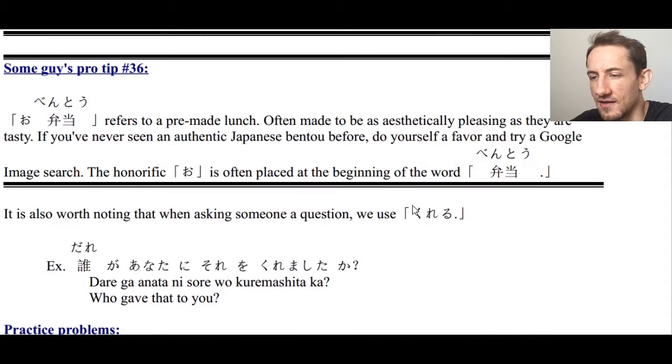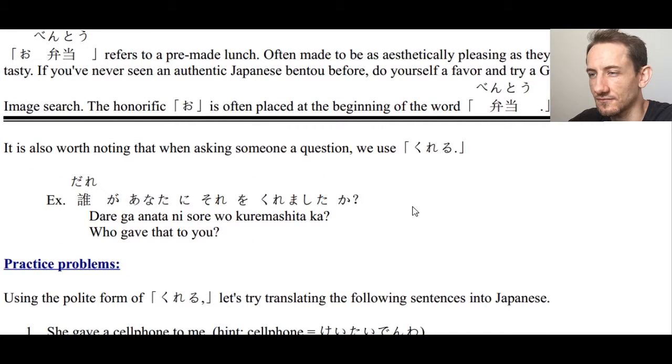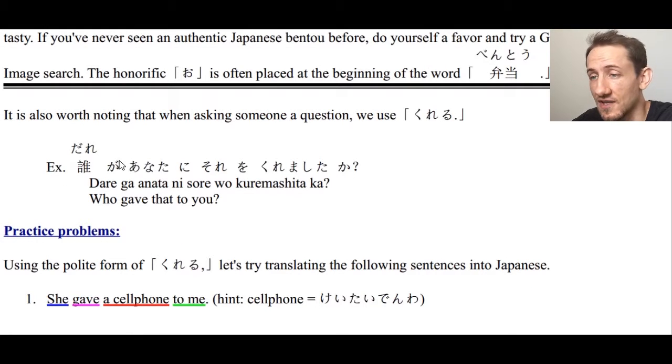All right, and let's see. Oh, yes, you might also see that kureru is used with asking questions. So, for example, someone might say, 誰があなたにそれをくれましたか? So, who gave that to you? With questions, we also use kureru. I know this is a lot of information and it can be a little confusing, but don't focus on that so much now. Just know that you might see kureru being used with questions.